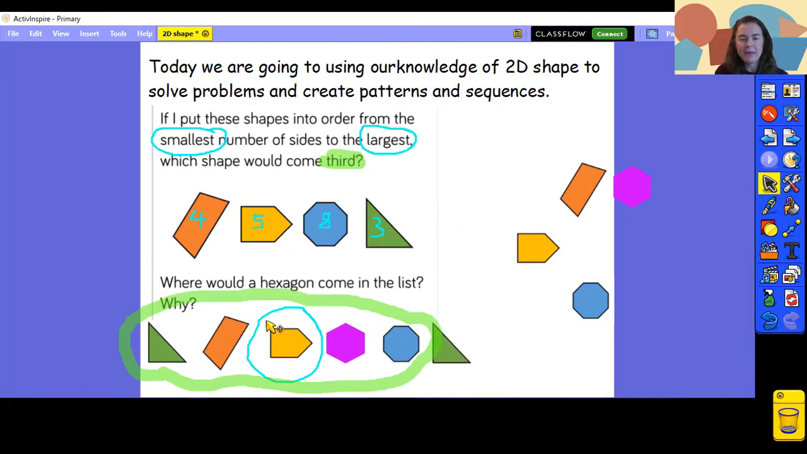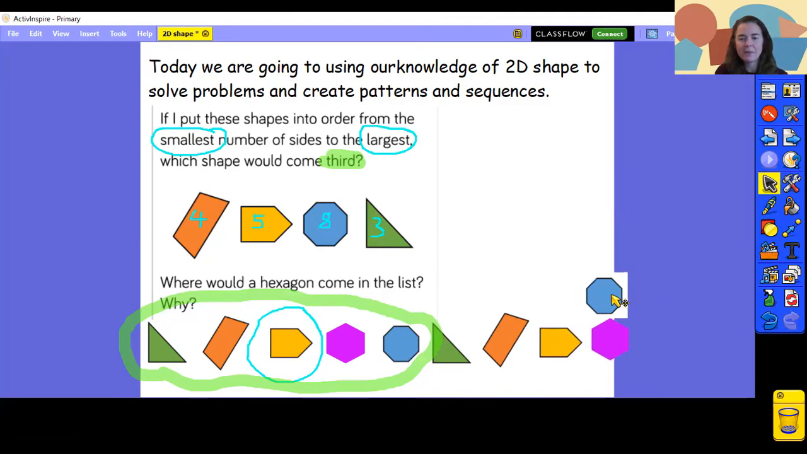Then the pattern repeats. We need our orange parallelogram. We then need our yellow irregular pentagon. We then need our purple hexagon. And last but not least, we need our blue octagon. So the pattern has repeated. Triangle, parallelogram, pentagon, hexagon, octagon, triangle, parallelogram, pentagon, hexagon, octagon.